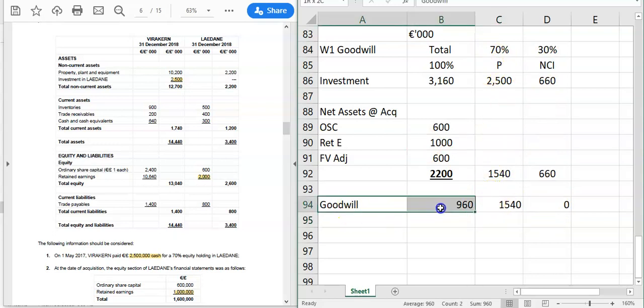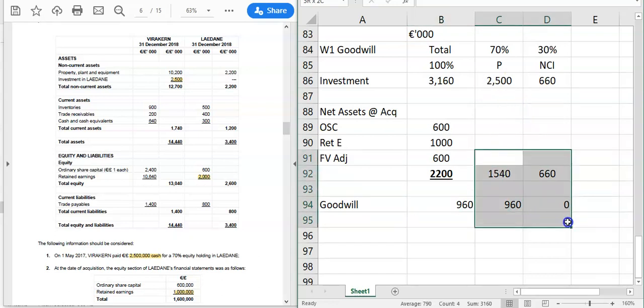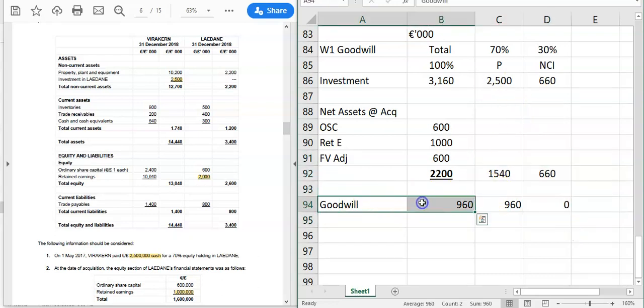So your goodwill on acquisition is, sorry, that's wrong there. That should be 2,500 minus 1,540, which is your 960. So you don't need to show that split here. It's just for tutorial purposes. What you wanted for part A for your 5 marks is the 960.